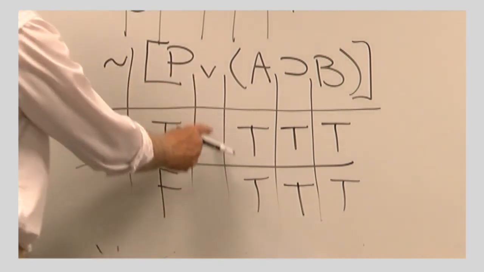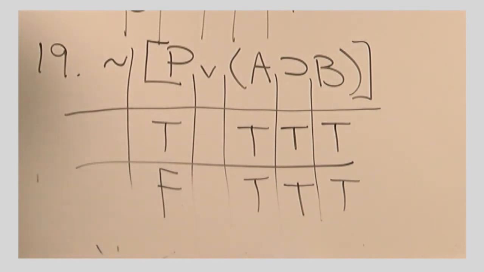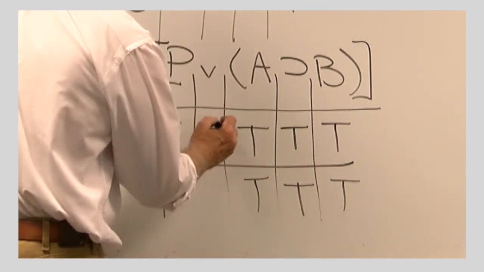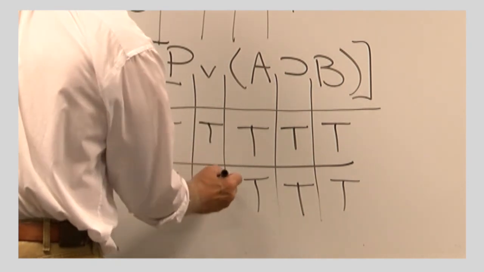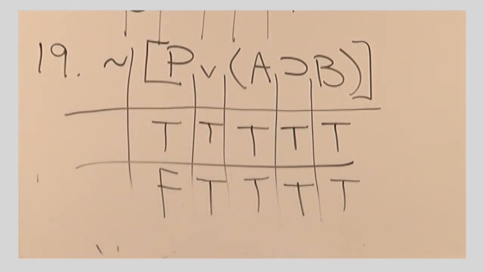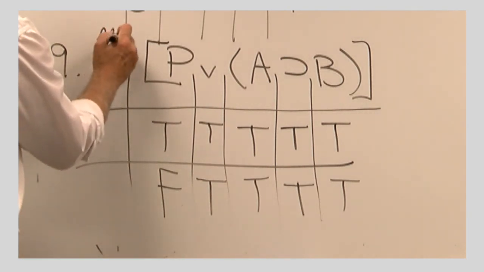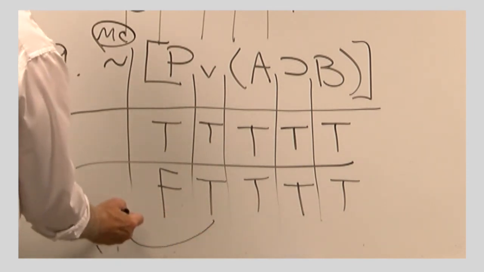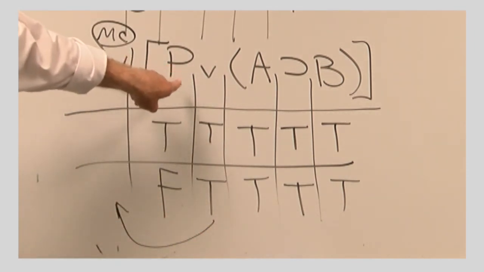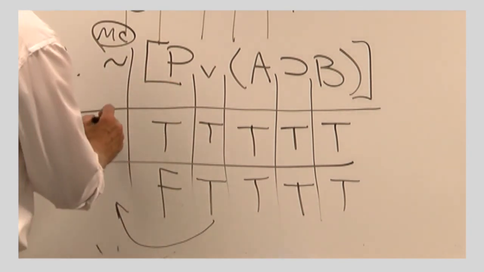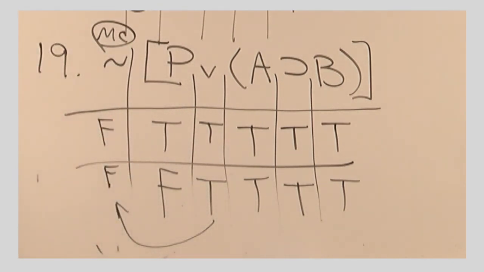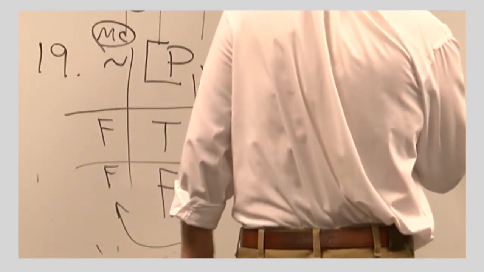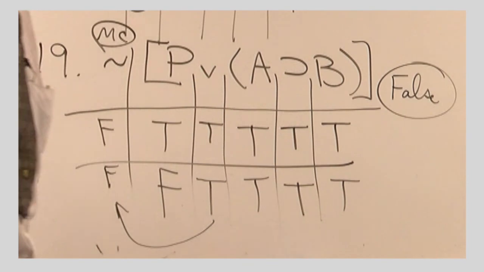Then we go to the wedge. It's the governing connective inside of the brackets. True wedge true would be true because at least one of them is true. And on the second row, false wedge true. At least one is true, so it's true there. Then to get the value of the tilde on the outside, that's the main connective, we're going to reverse the value of the wedge. This tilde does not reverse the value of P, it reverses the value of the wedge. So on the first row, the tilde will be false, and on the second row, the tilde will be false. That means, looking under the tilde, that this expression is always false. That would be the final answer to write out to the side.